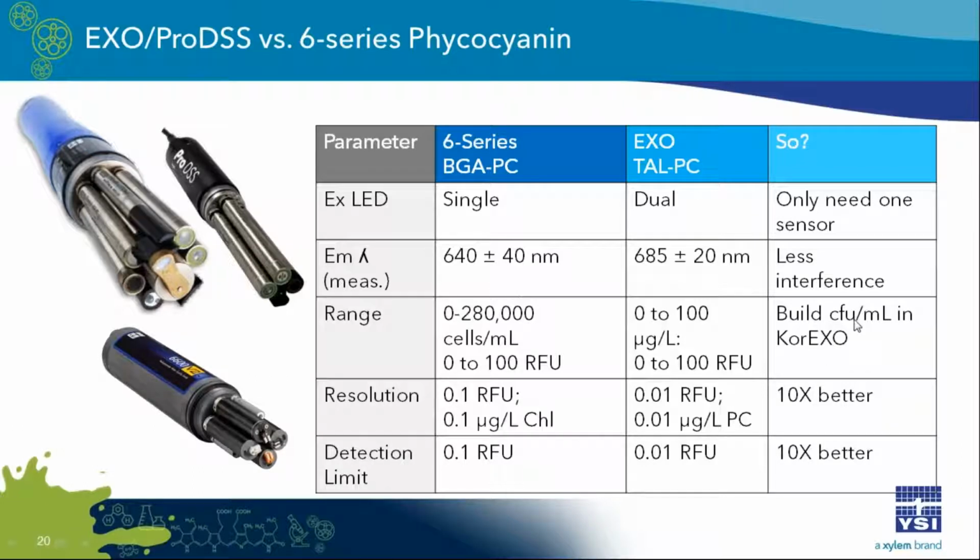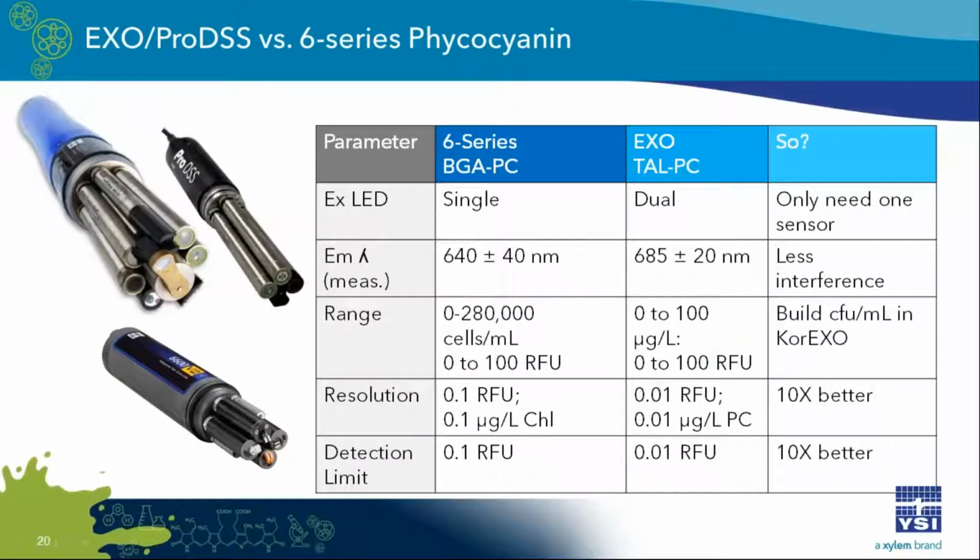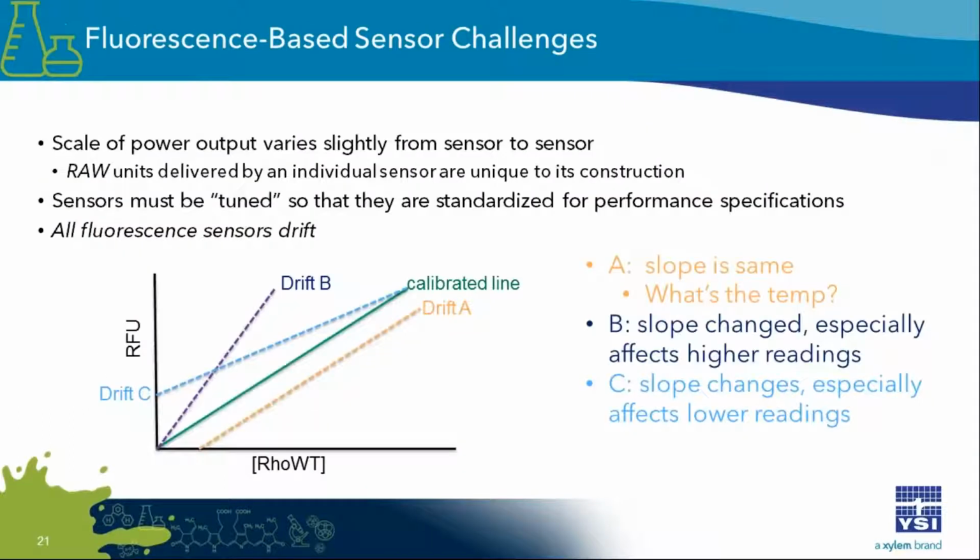We'll talk a little more about the CFU per mil unit that is not available on the EXO or ProDSS platform. But here's a really important point. You get 10-fold better resolution and a 10-fold better detection limit on the EXO and ProDSS platforms because of that different structure of the sensor. And this is really important because typically when you want to improve the sensitivity of a sensor, that comes at a trade-off of the specificity of the sensor. So you might be reading things you don't really want to read. That's not the case with the EXO sensor. It really is a next generation technology.